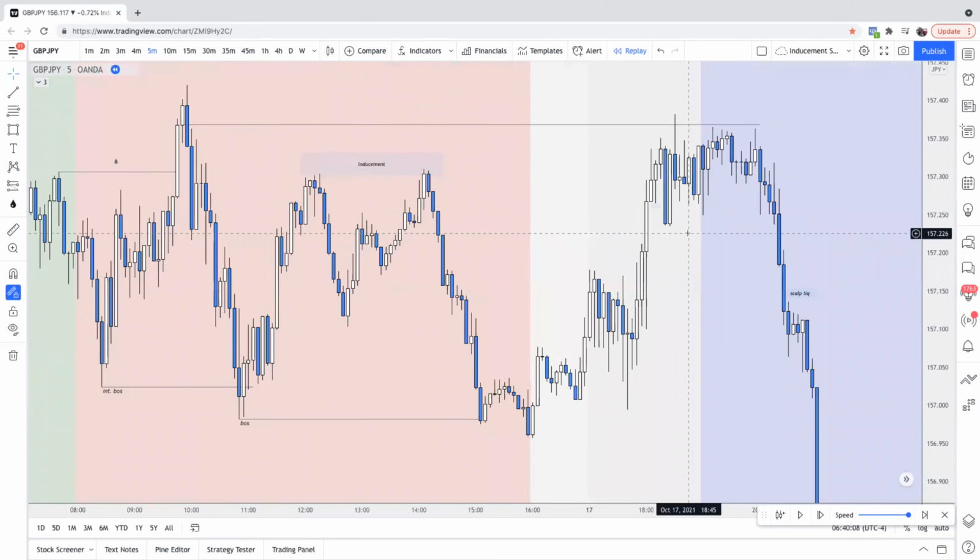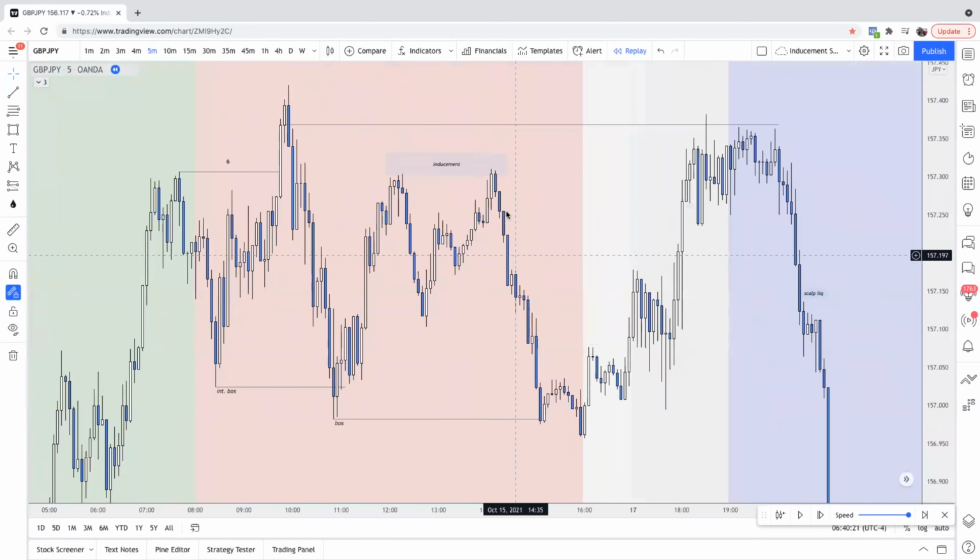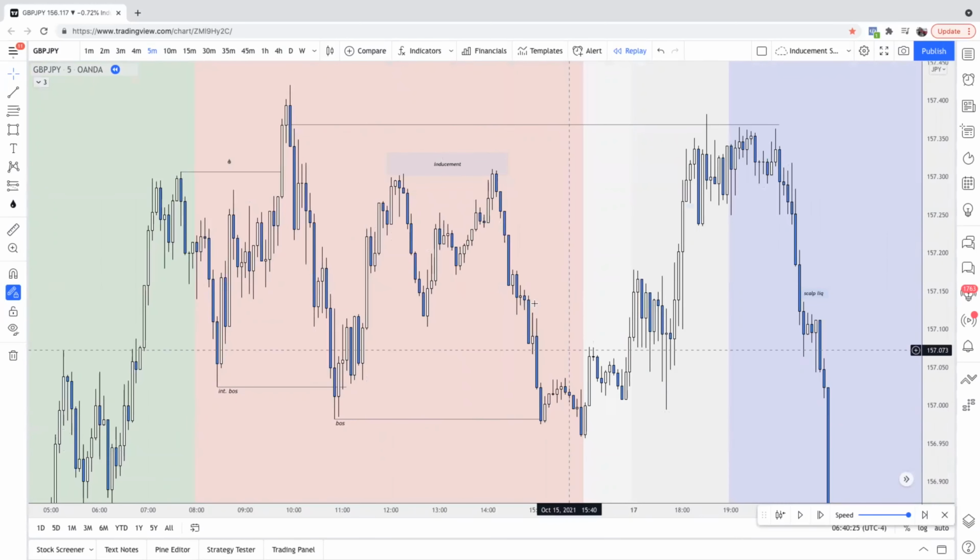You got some form of mitigation way left, whatever. But anyways, liquidity built up, price then ran that. We have an internal breaker structure. Price then trades back higher, creates some inducement, creates a breaker structure.